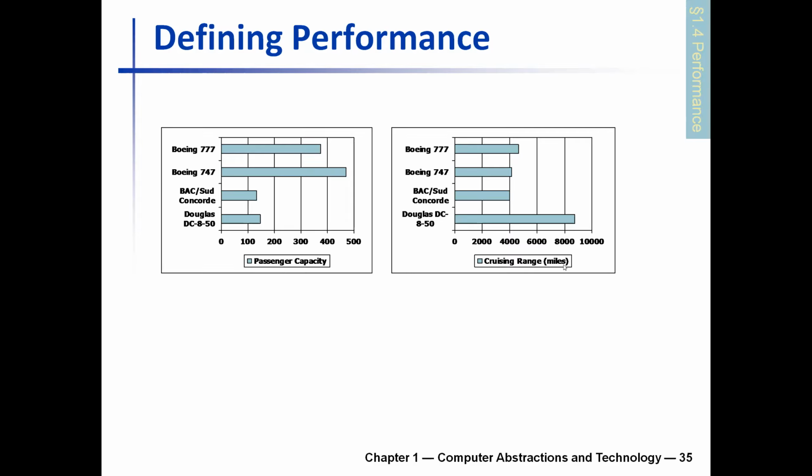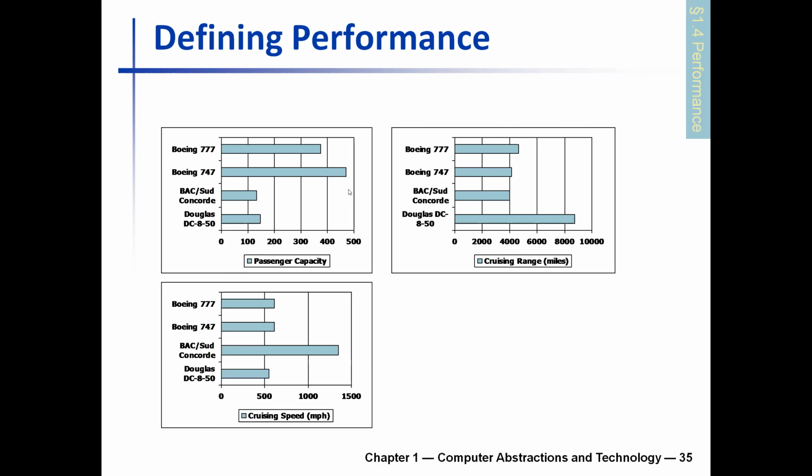Then for the same candidates, we can consider a different definition for performance. The second one is cruising range, the maximum number of miles a particular plane can go in a single flight, right? So you can see this Douglas DC-50 has a long range compared to the others. While when it comes to capacity, the same plane is quite small compared to the others.